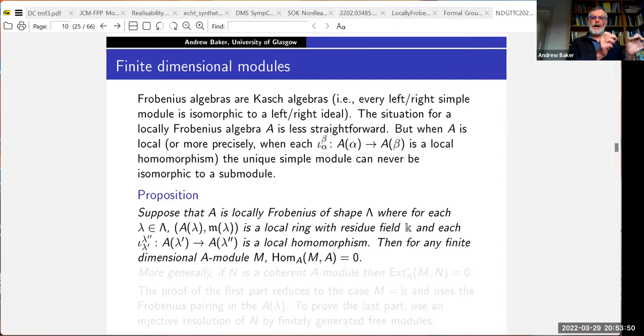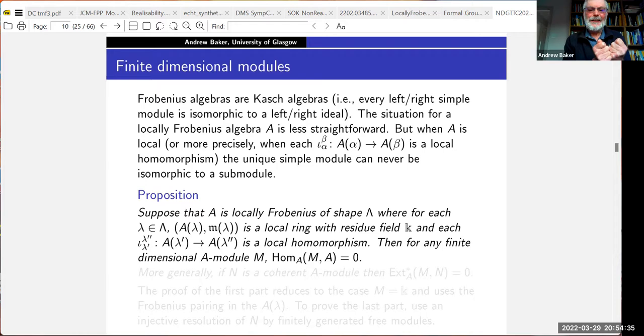Now, when we come on to these locally Frobenius algebras, that sort of thing isn't quite so easy to get your head around in a general sense. In the case where all of the A alphas are local rings and the homomorphisms are local homomorphisms, that actually means that A is local, and so there's a unique simple module, the trivial module. But on the other hand, it turns out that this is never a submodule of A itself. So you get something and you lose something here.